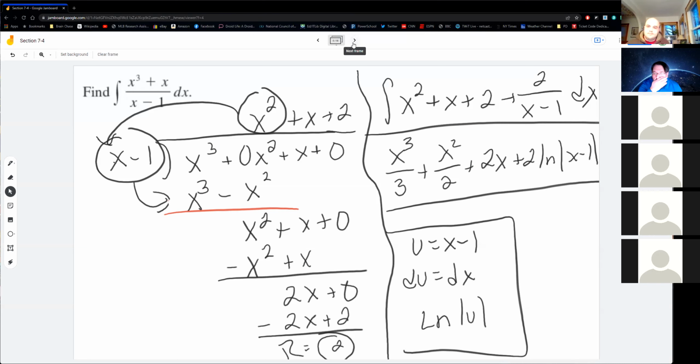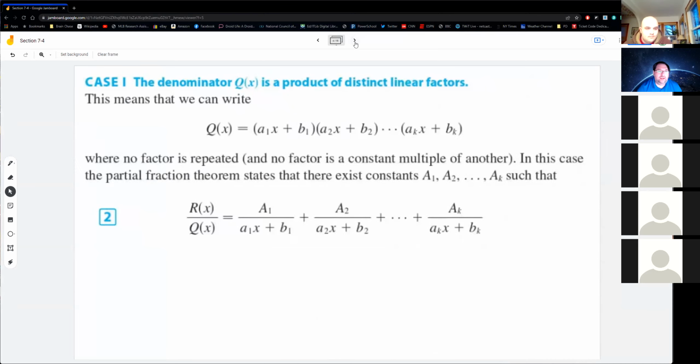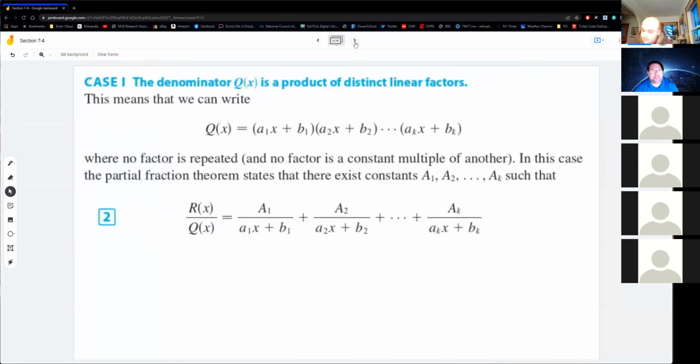So that's the first thing you always want to look for: long division. Okay. So this is the official, so there's actually 4 cases that we're going to look at, or 3 cases, sorry. Yeah, 3 cases. Nope, 4.